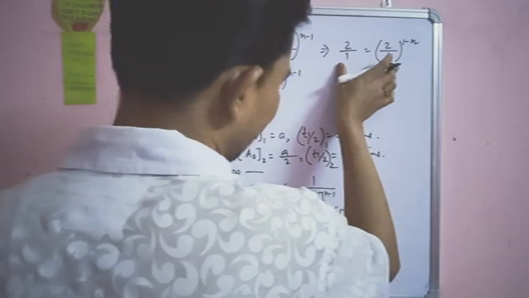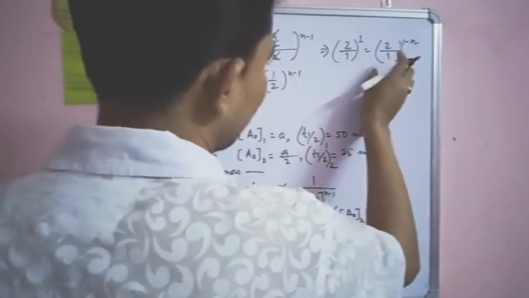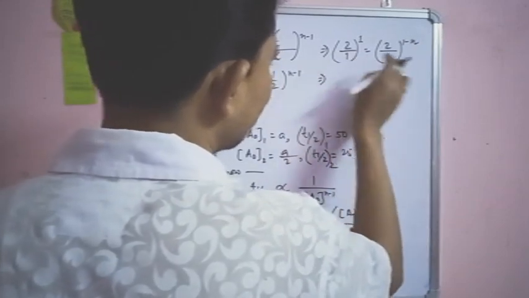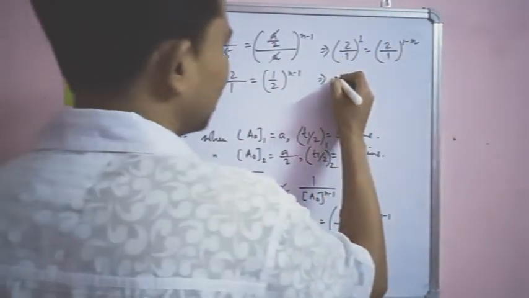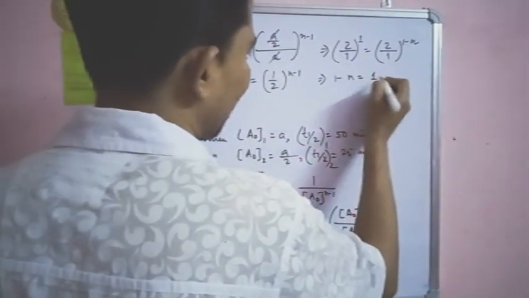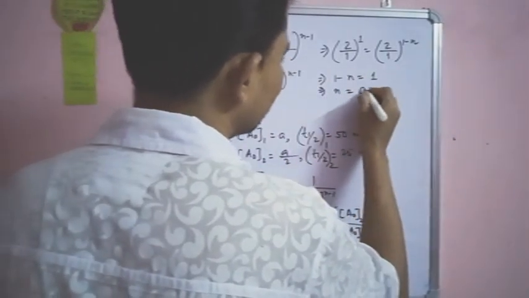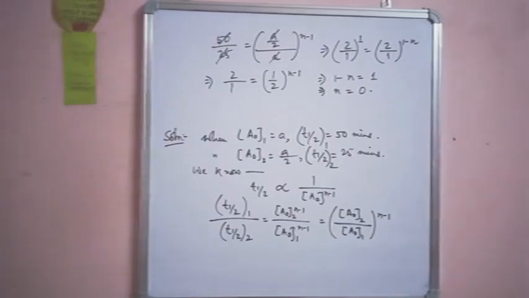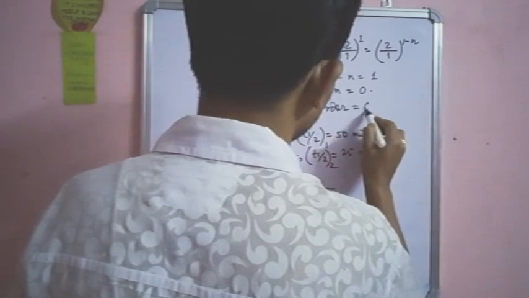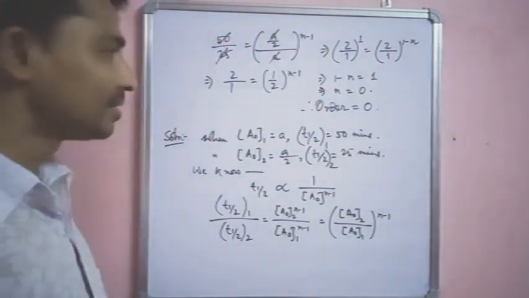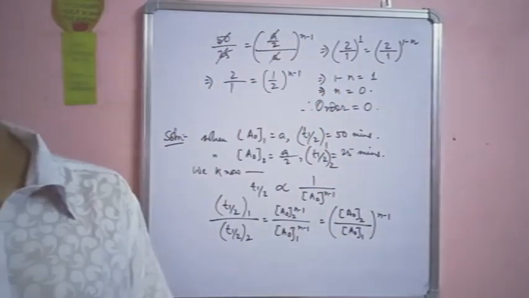क्योंकि बेस सबको इक्वल करना है. सो इसका ऊपर क्या है, इसका ऊपर 1 है और इसके ऊपर है 1 minus n. So the bases are equal. So from the law of indices we know that the powers will be equal. So 1 minus n is equal to 1, which implies n is equal to 0. That is, the order of the reaction is 0. That is, it is a 0 order reaction. So from these values we can say that this is a 0 order reaction.